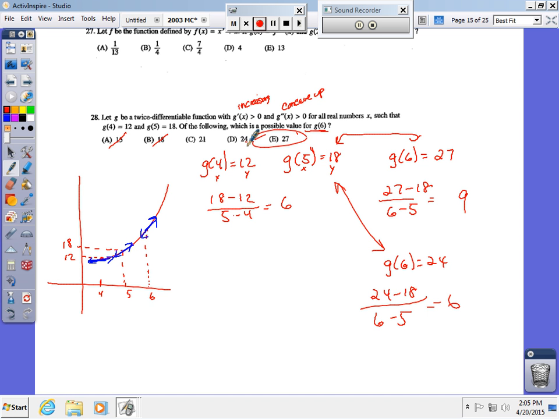Okay, that's up to 28. I think the rest left are calculator.